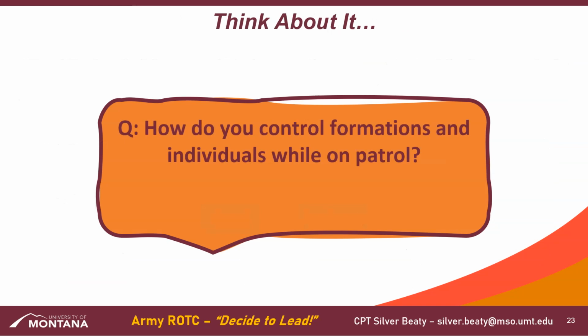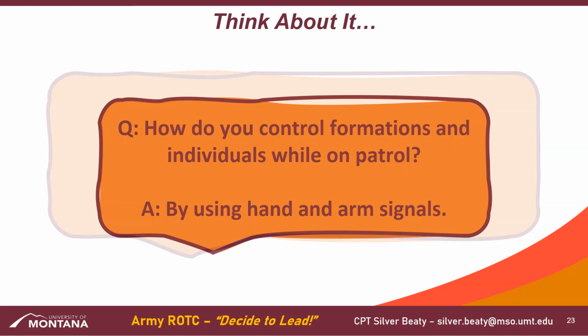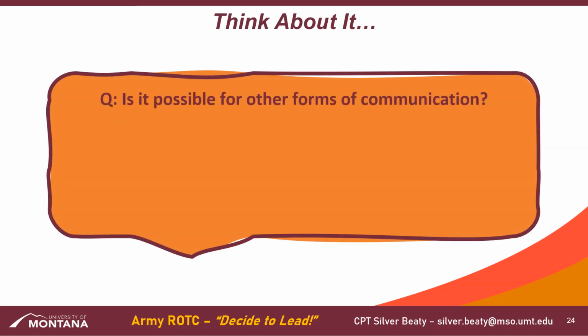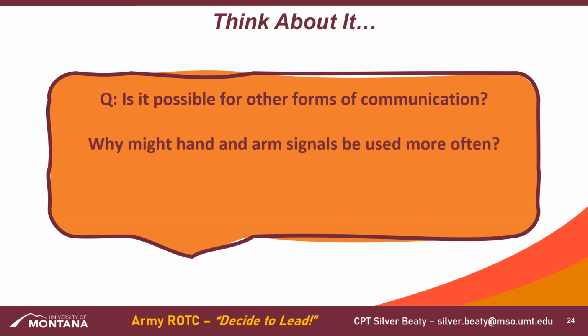All right, so now moving into the next section, how do we control formations and individuals while we're on patrol? Well, we use hand and arm signals, right? I'm sure you've had a class on this. I'm sure you've seen some of these. You might even use some common sense to understand what some basic hand and arm signals are. But this is how we control the different formations and individuals while we're moving. Now, is it possible for other forms of communication to occur? Maybe. Why might hand and arm signals be used more often though?